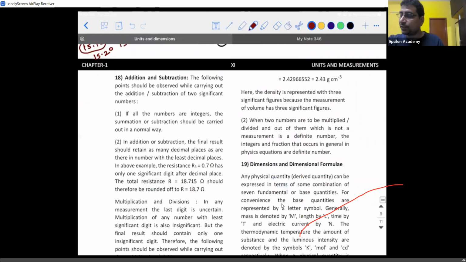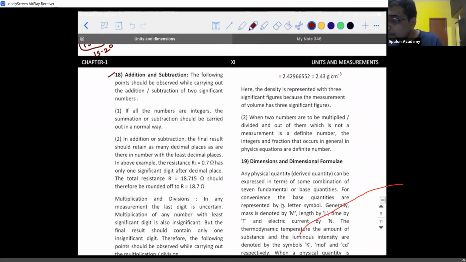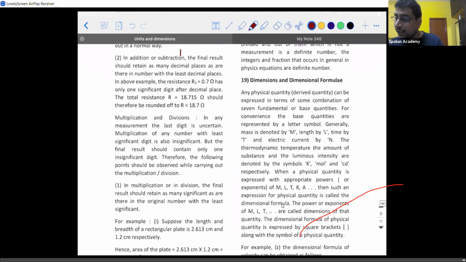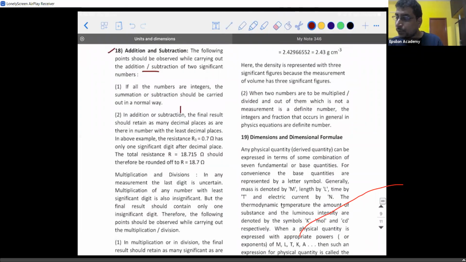So we'll proceed to the next part, that is nothing but addition and subtraction. The following point should be observed while carrying out the addition or subtraction of two significant figures. If all the numbers are integers, the summation or subtraction should be carried out in a normal way. We don't have an issue at all. The issue will start only when there is a decimal value.